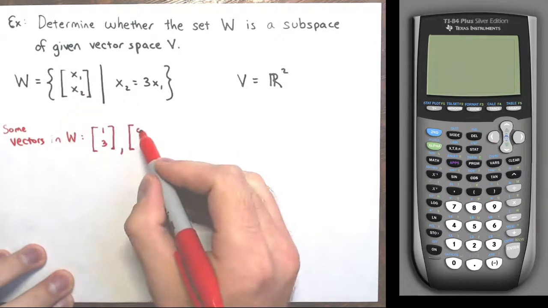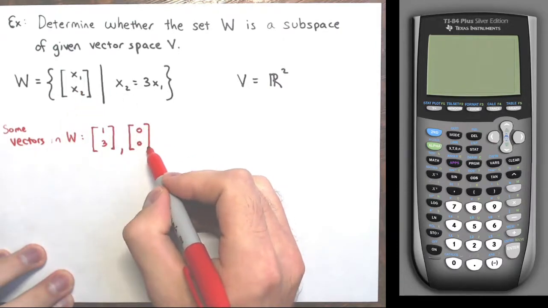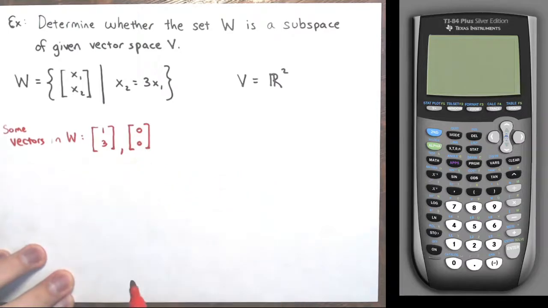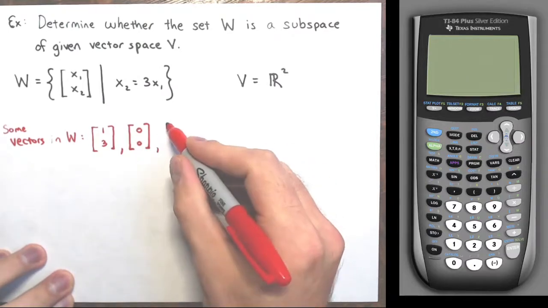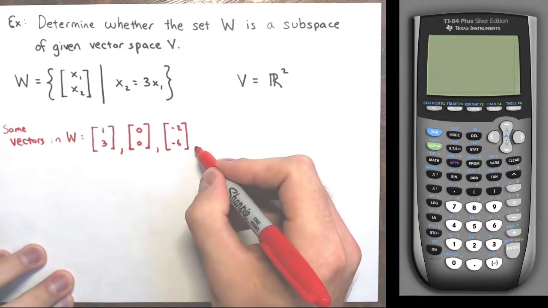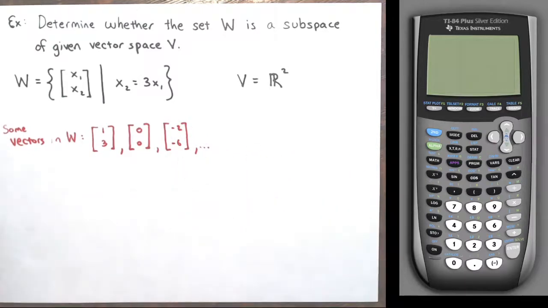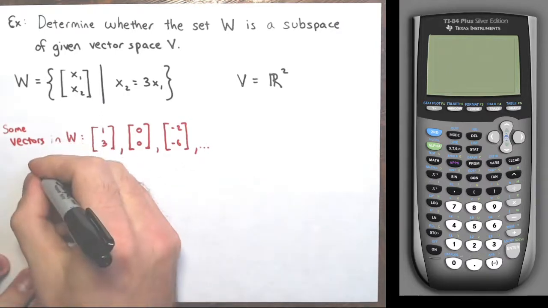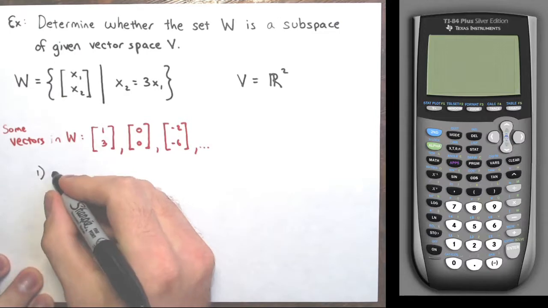(0, 0). We want that to happen. Remember, we want the zero vector to be in there. (-2, -6), and so on. You could do this forever. This one doesn't have just a zero vector, and it has infinitely many vectors, and I could do this all day long. So it's definitely not empty. All right, so remember that first property, it's not empty.